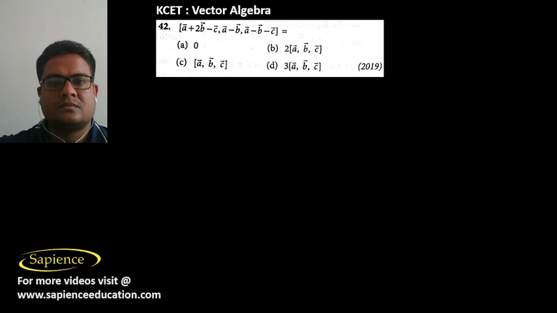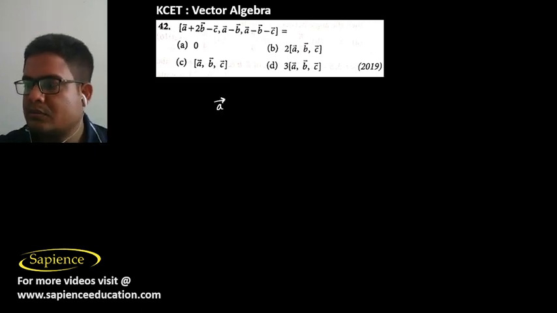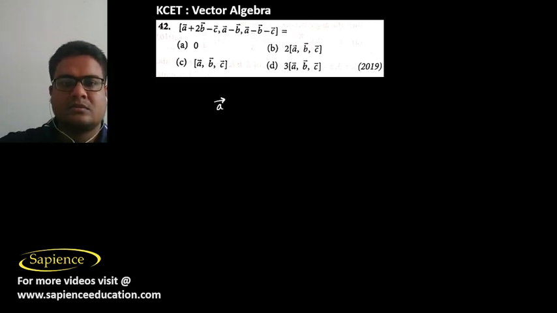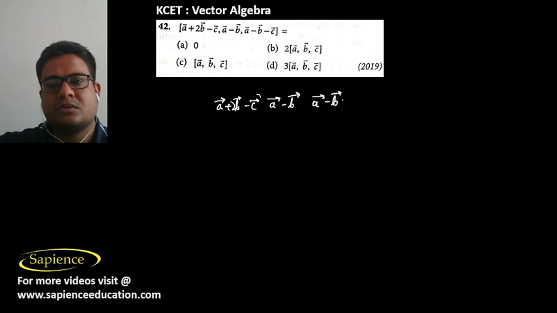Then question number 42 is told to find the box product of a plus 2b minus c, minus b, a minus b minus c.